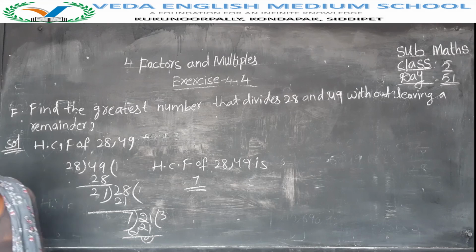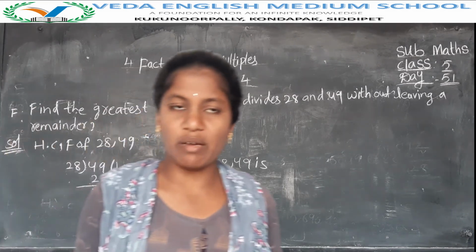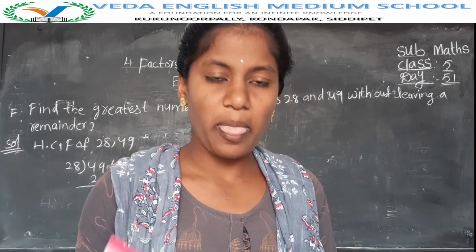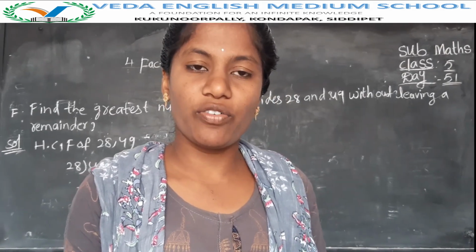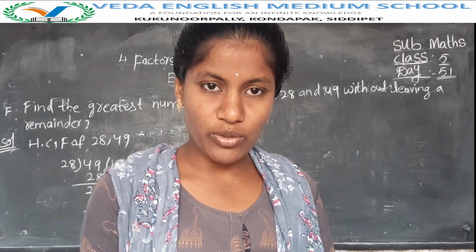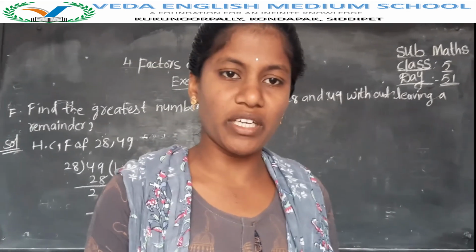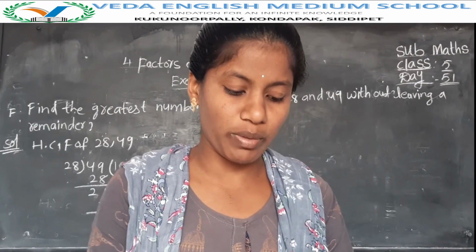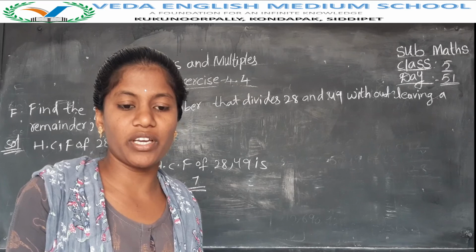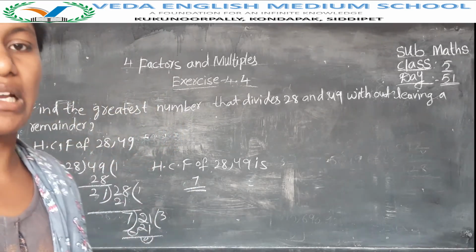So your homework is up to E, F, G bits. Complete your homework up to here. In the next class we will learn how to find the HCF by using number line, how to find the LCM by using prime factorization method and by using division method. By using these three methods, how to find the LCM, means least common multiple. Then we will go to the exercise. So complete your homework up to here. If you have any doubts in this class, make a call to me and ask me.